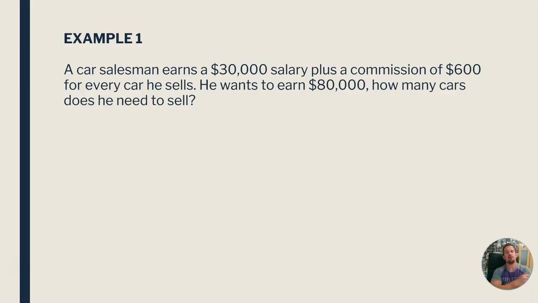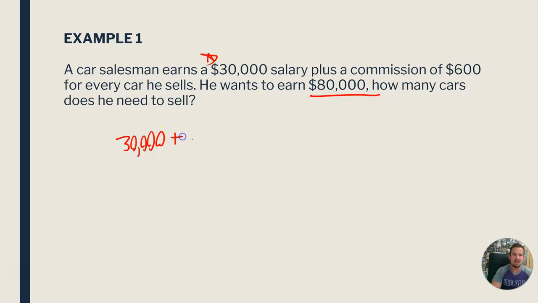Okay, a car salesman earns $30,000 salary plus a commission of $600 for every car he sells. He wants to earn $80,000. How many cars does he need to sell? So we could potentially solve this problem without writing an equation, but for practice, let's write a mathematical equation that's going to model this situation. So a car salesman earns $30,000 right off the bat. That's his salary, okay? He also earns a commission of $600 for every car he sells. That means every car he sells, he makes an additional $600 on top of his salary.